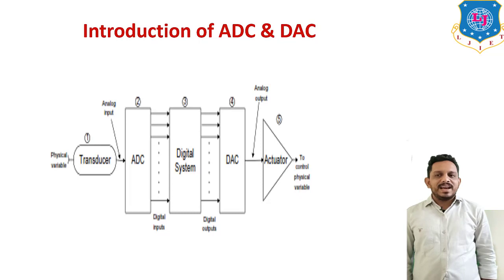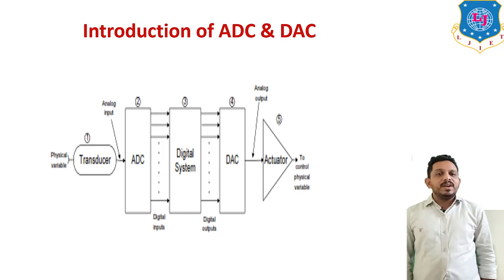So you can see this diagram. In this diagram, this is the physical variable. Any physical variable, like pressure measurement, weight measurement, any type of physical quantity, can be converted to an electrical signal by using the transducer. So this transducer will convert this physical signal to an electrical signal, and that electrical signal will be analog in nature. So you need to give it to the analog to digital converter. This will convert the signal into digital. So now the digital signal is converted.